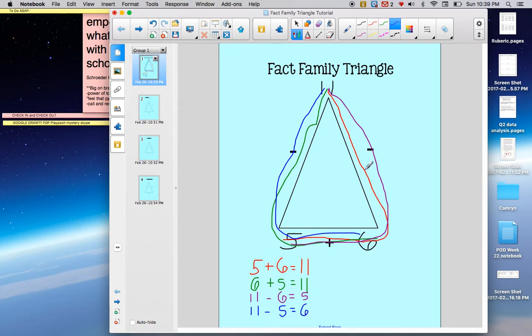Now, I want you to stop and notice. Ask yourself, what do you notice about addition equations? Where's the bigger number at? Would you say it's at the front, the middle, or the end? It's at the end. You're correct.